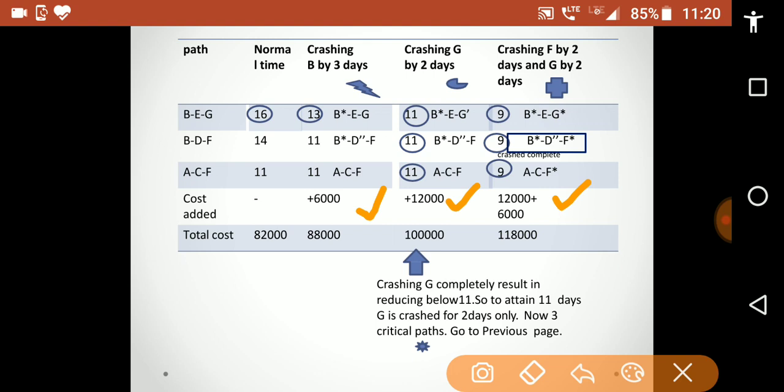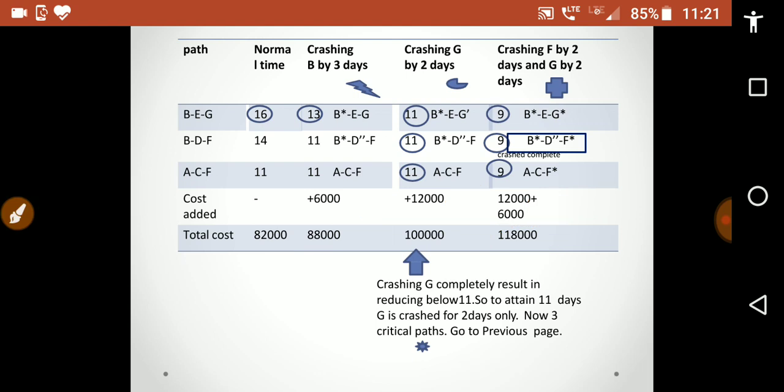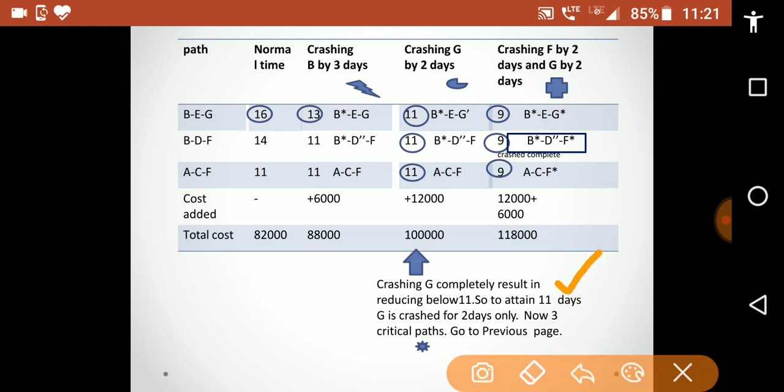So total cost is equal to 82,000, and by crashing B it is 88,000. So total is 1,18,000. Crashing G completely results in reducing below 11. So to attain 11 days, G is crashed by 2 days only.